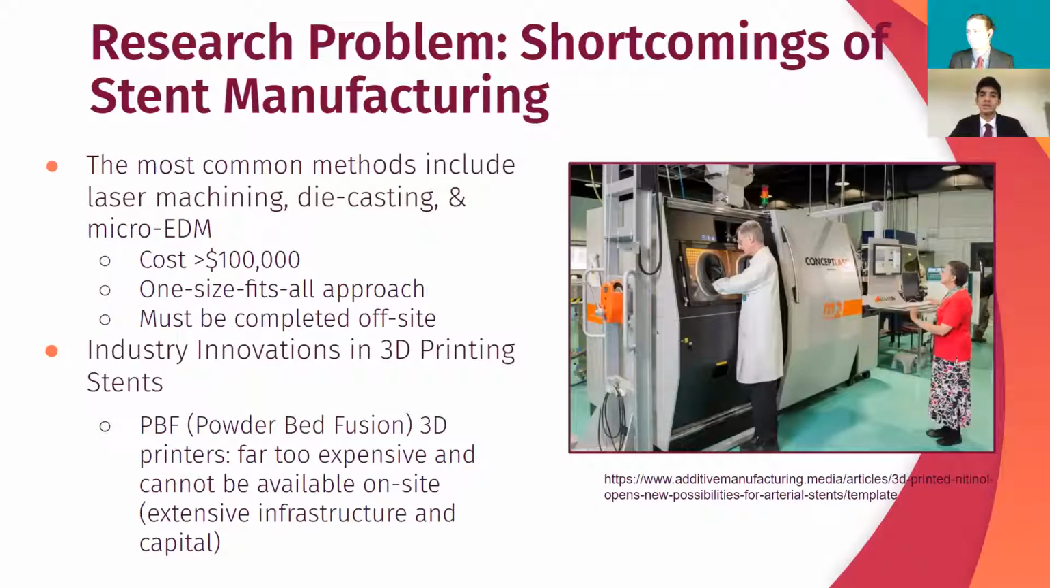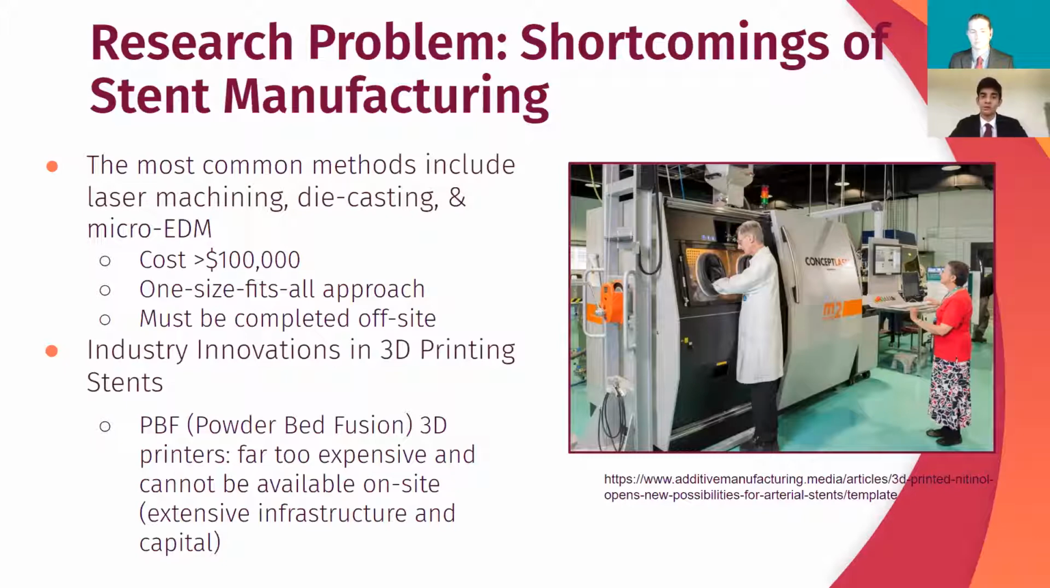So now we'd like to discuss a little bit about the stent manufacturing industry. The most common stent manufacturing methods are laser machining, die casting, and micro EDM. And these all have very significant shortcomings. First of all, these units can cost above $100,000. Next, they follow a one-size-fits-all approach with their stents. So the stents may not fit the patients very well, and this could lead to complications. For instance, a stent could not fit a patient very well and get lodged in the artery walls, and this could lead to blood clots.